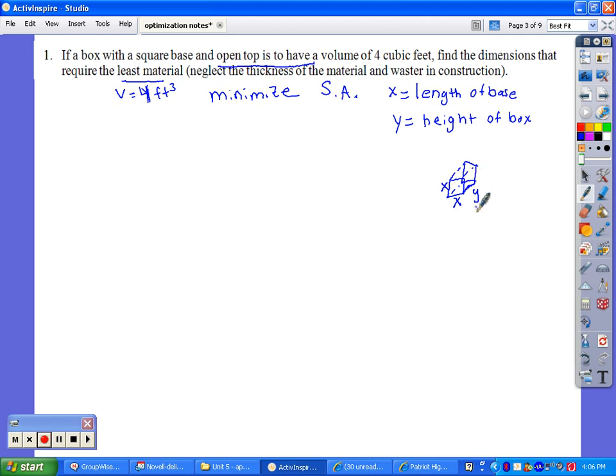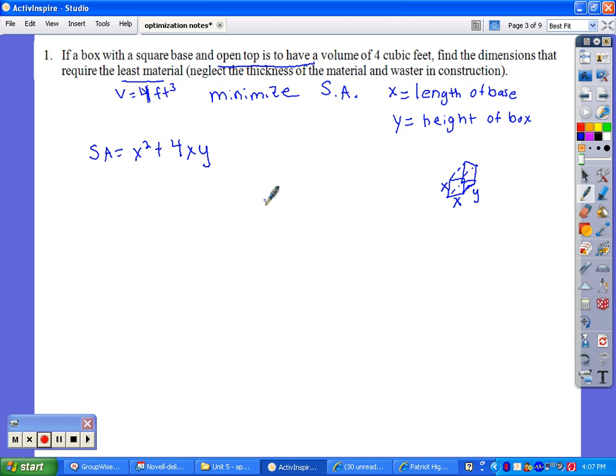Okay? So if I want surface area, what I'm doing is I'm finding the area of each side and adding it together. So we need to figure out the formula for surface area. So if I take this bottom base, it would be x times x, so it would be x squared plus, and then the side would be x times y, and there would be 4 sides on the box. So I would do plus 4xy, and that would be my equation for surface area. This is the equation I'm going to minimize.